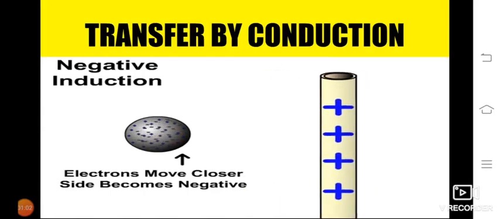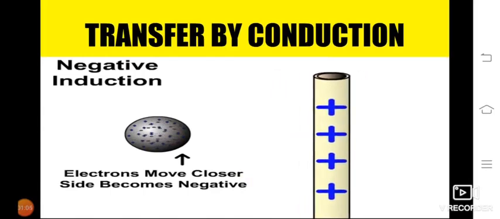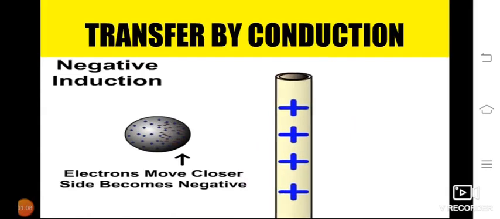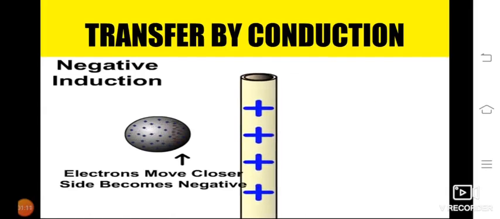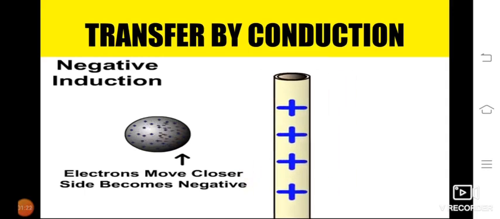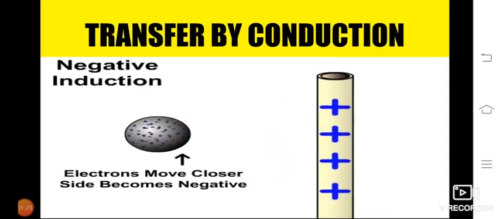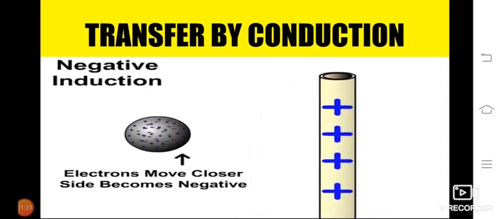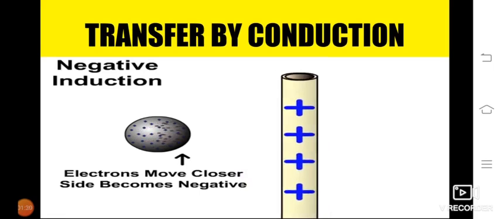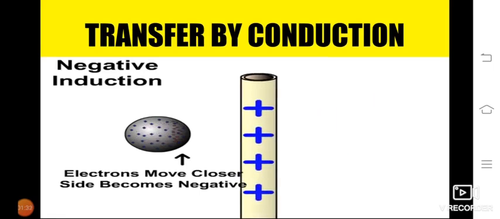Next, transfer by conduction. Already I told you about transfer by conduction. Here the pipe has a positive charge and the ball contains a positive charge. So when these objects move close together, what is happening? Both have a positive charge. When these two objects come closer, then the charges change. So negative induction. Because of what? Already I told you, same charges repel each other. They cannot attract. So the negative charge has been induced here.